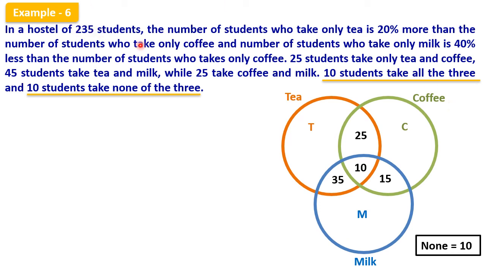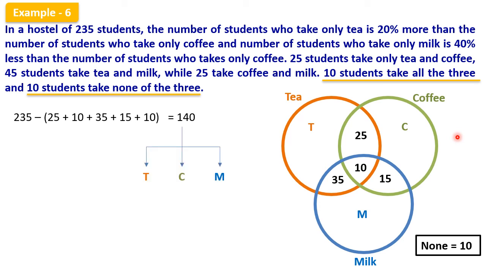235 students. If we subtract these 35, 10, 15, 25 and this 10, the remaining students are those who take only tea, only coffee or only milk. So I will subtract all these figures, whatever are known to us, from 235. Left are 140. Now who are these 140 students? Those who take only tea, only coffee and only milk.